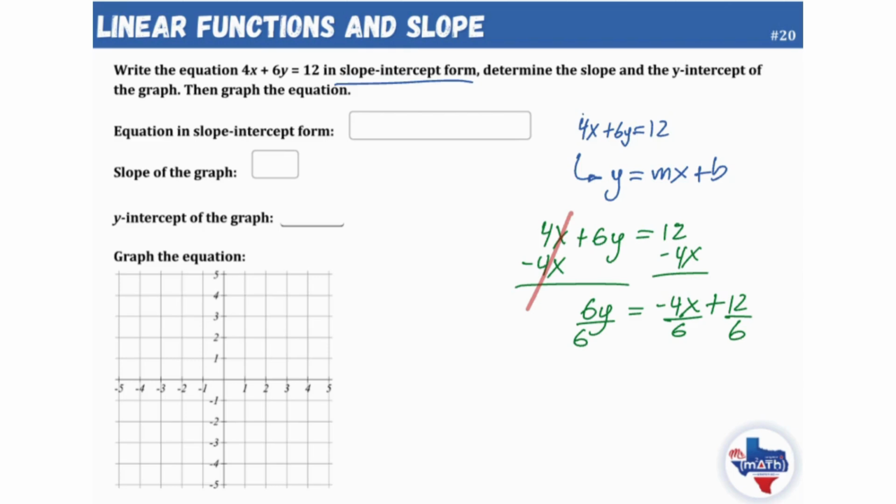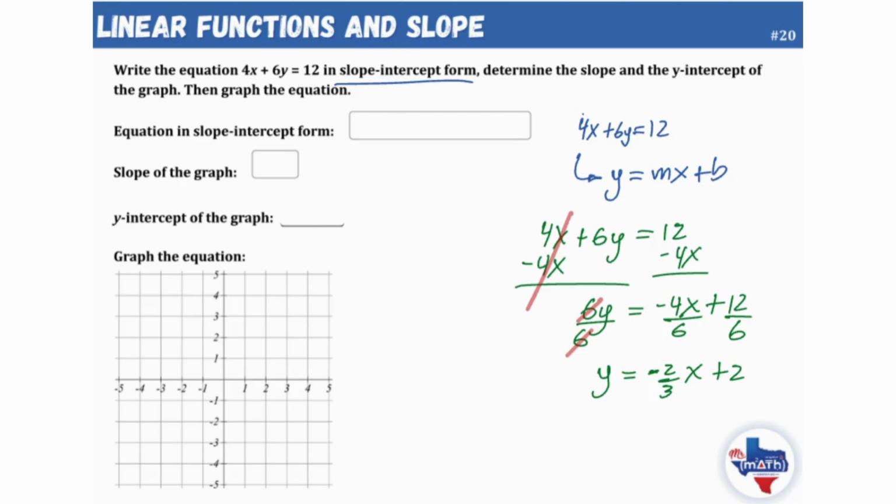What happens with the 6 on the left side? It will cancel out and we'll have only y. Then we can simplify the 4 and the negative 4 and the 6. We'll have negative 2/3 by dividing each one by 2. Negative 2/3 x, and 12 divided by 6, that is 2. As we can see now, this is our form y equals mx plus b.